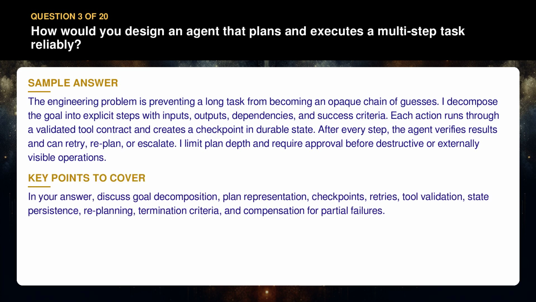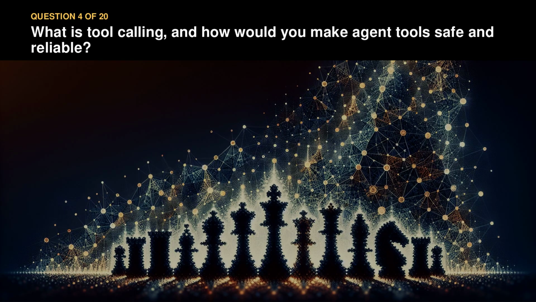In your answer, discuss goal decomposition, plan representation, checkpoints, retries, tool validation, state persistence, replanning, termination criteria, and compensation for partial failures. Question 4. What is tool calling, and how would you make agent tools safe and reliable?